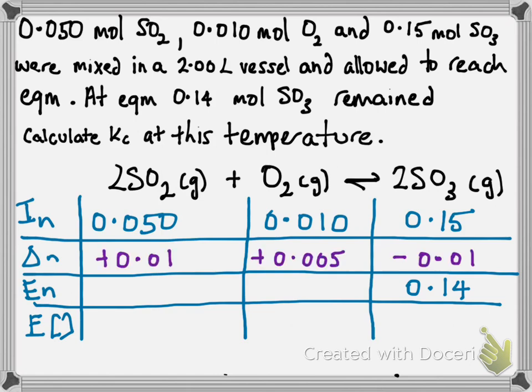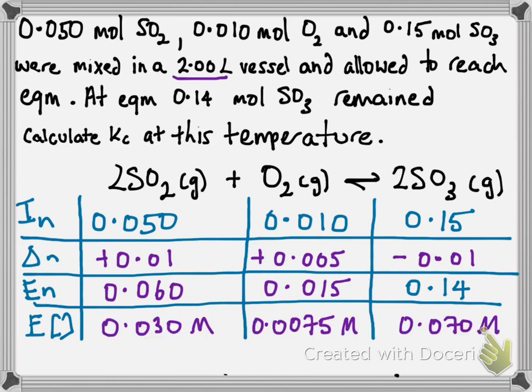So don't forget, the first thing is to do the change. So to go from 0.15 down to 0.14, it's minus 0.01. Therefore, sulfur dioxide will go up by the same amount, and oxygen will go up by half of that, remembering the mole ratio. So do those calculations, and there's the equilibrium number of moles. It's a 2 litre container, so you're dividing all of those number of moles by 2 to get the following concentrations.